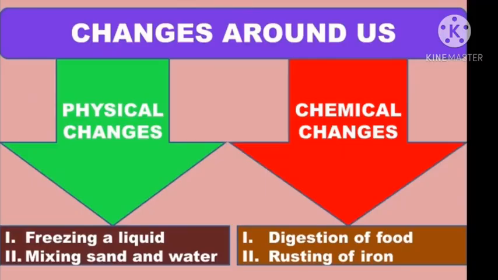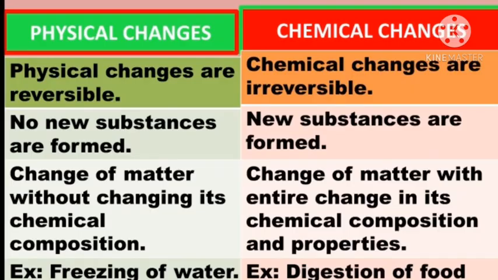In general, the changes taking place around us can be classified into two types: physical change and chemical change. Physical changes. Physical changes are reversible and no new substances are formed. Change of matter without changing its chemical composition takes place. Example, freezing of water.